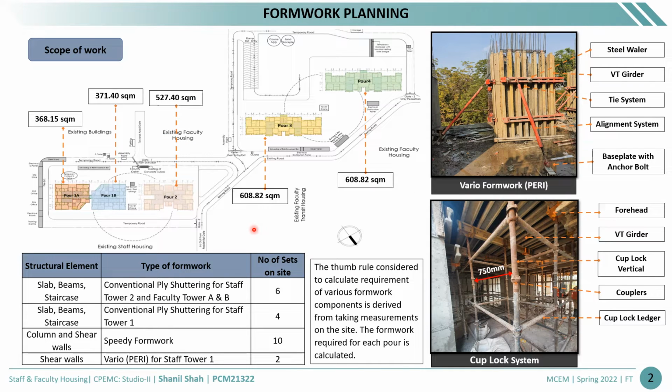Formwork planning. Our site has a total of 4 towers, and only in the staff housing tower 1 there are 2 pours, and in all other towers there is 1 pour. And we have mentioned the area of each pour here.